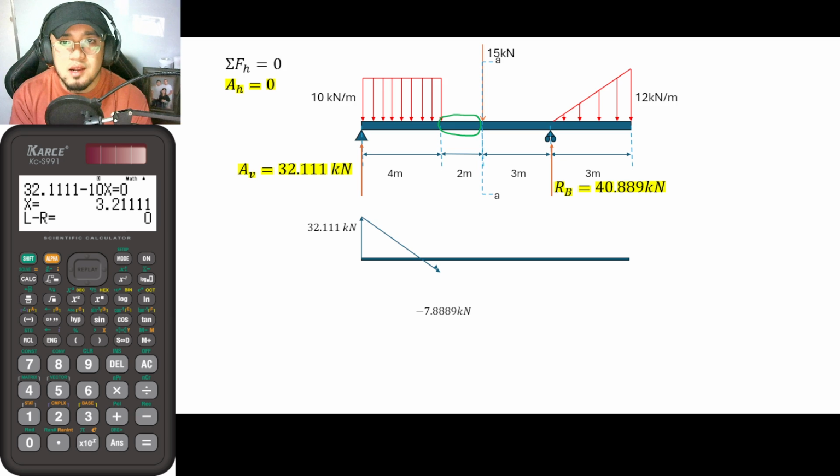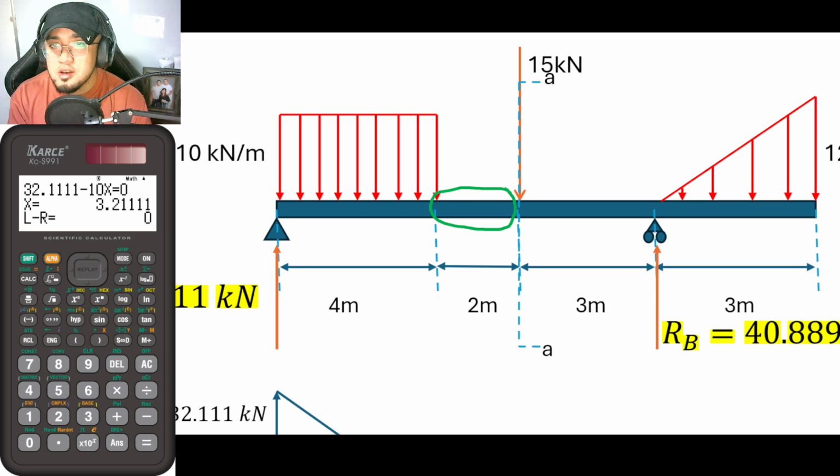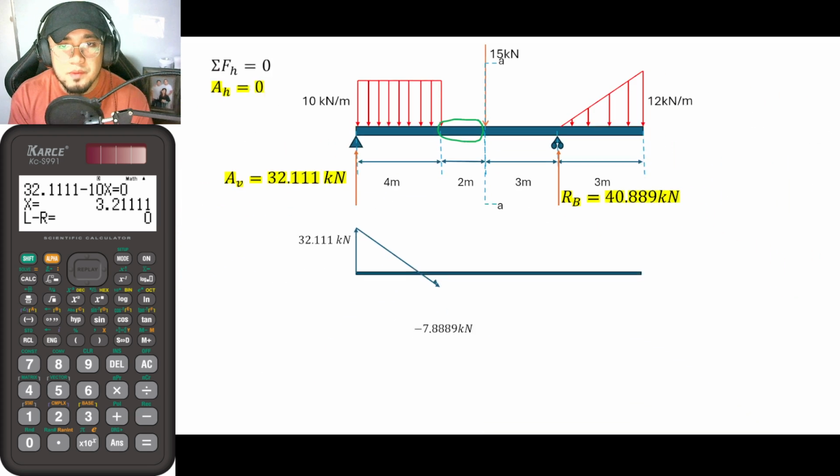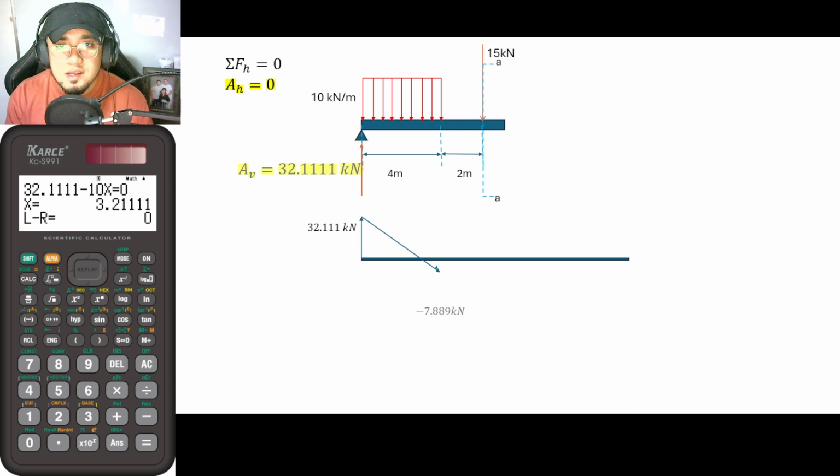So again, as you can see here, we have cut a section a little bit to the left of 15, meaning 15 would not be included. So this is now the section. Again, we will not include 15 in this analysis because our cut section is a little bit to the left of it. So getting the summation of forces vertical, that is equal to V. Since I have already written it, let us assume that that is still VA here.